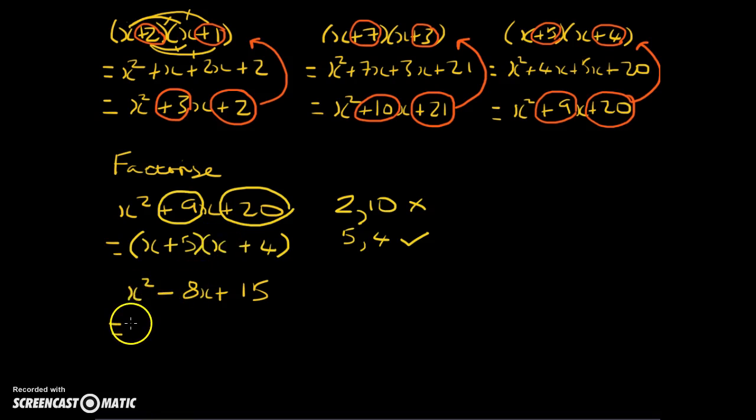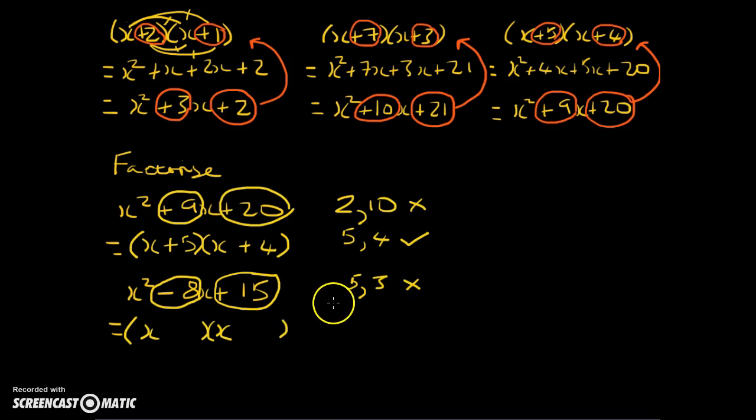Now moving on to this example. Well, again, it's x squared, so it's going to be x and x at the front. Now, to find the two numbers, one in there and one in there, we'd like two numbers that multiply to give 15 and add to give us negative 8. So be careful with that negative. So two numbers that multiply to give us 15. 5 and 3 multiply to give us 15. Do they add to give negative 8? Unfortunately not. They give us positive 8.